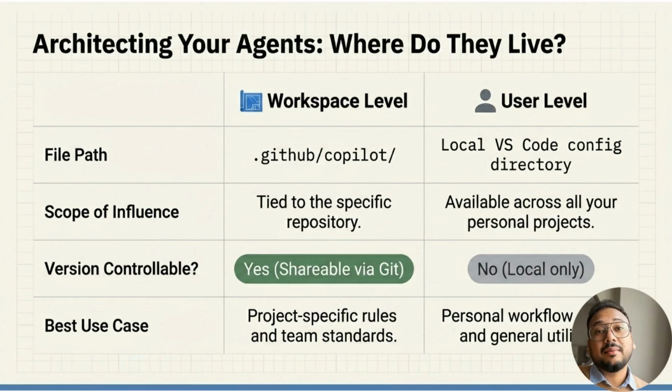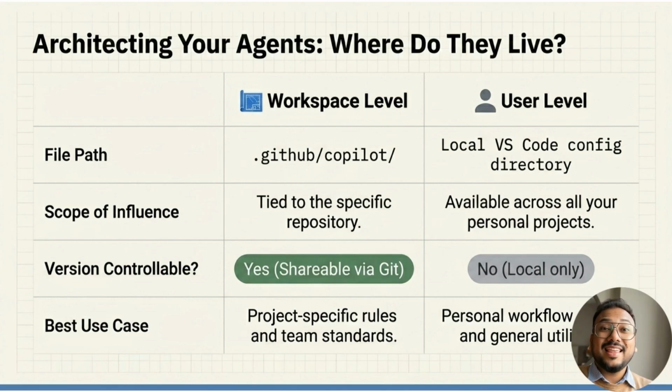Method 4, the command palette. Press Ctrl plus Shift plus P on Windows or Command plus Shift plus P on Mac to open the VS Code command palette. Type custom agent and select either chat new custom agent to build one instantly or chat open customizations to launch the dashboard.